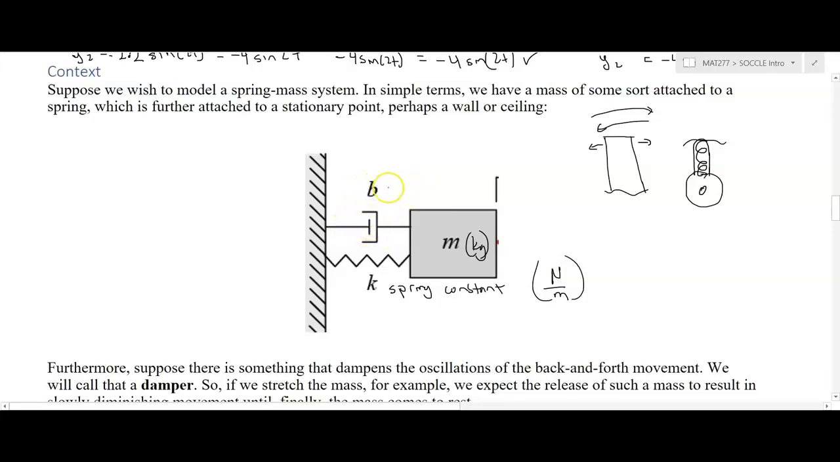Oftentimes this is referred to as a dash pot, and this is what we call the damping coefficient. In the spring, there's actually something called a strut that comes down through here, and it uses pneumatic pressure so that even though the spring will continue oscillating, what it does is resist the oscillation and slow it down.